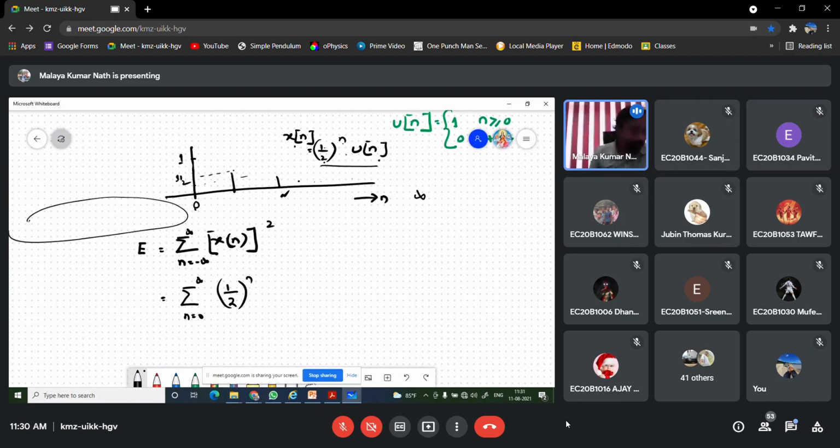So if we calculate half to the power n whole square. Yeah, clear? So now how much will it be? This is nothing but summation, I can write n equal to 0 to infinity 1 by 4, or I can say 1 by 2 to the power 2 to the power n. Any problem? So that is equal to nothing but summation n equal to 0 to infinity 1 by 4 to the power n.